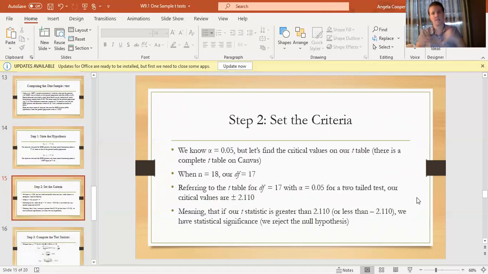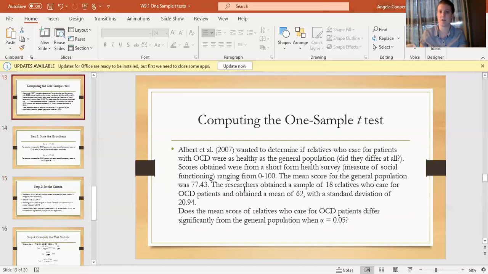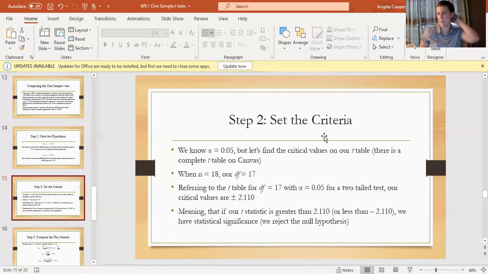Okay, setting the criteria. Step 2. We got step 1 with our null and alternative hypothesis clearly stated. Step 2, we set the criteria. So we start with alpha equals 0.05. The question has provided that to us. In this step, we're going to find the critical values. We knew that our sample size was 18 because the example stated the researchers obtained a sample of 18 relatives. So for step 2, we need to know, do we have a 1 or 2 tailed test?